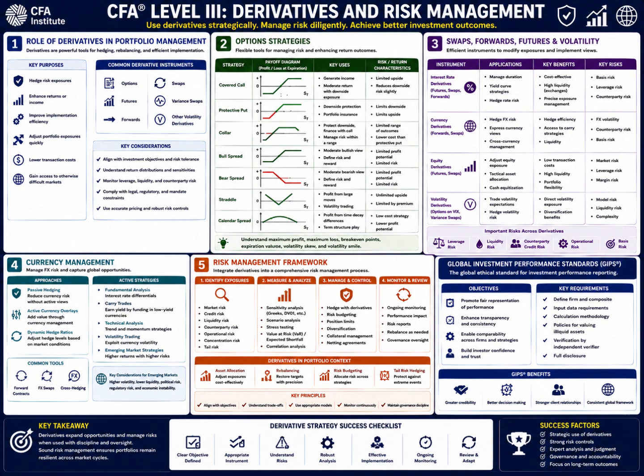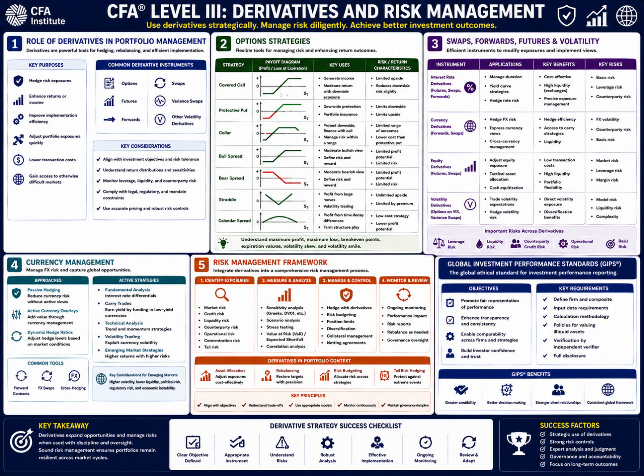Option strategies form a significant portion of the CFA Level 3 derivatives curriculum because they provide flexible tools for managing downside risk and enhancing portfolio returns. Candidates study covered calls, protective puts, collars, bull spreads, bear spreads, straddles, and calendar spreads, analyzing their payoff structures, break-even points, and risk-return characteristics. The curriculum emphasizes understanding maximum profit, maximum loss, and expiration value under varying market scenarios.